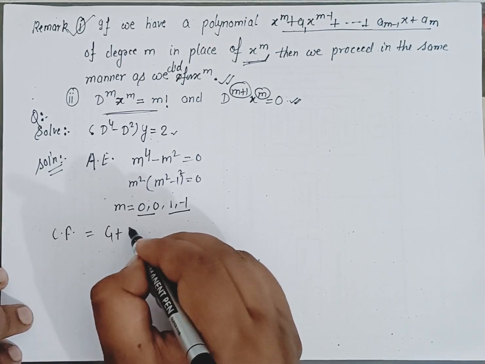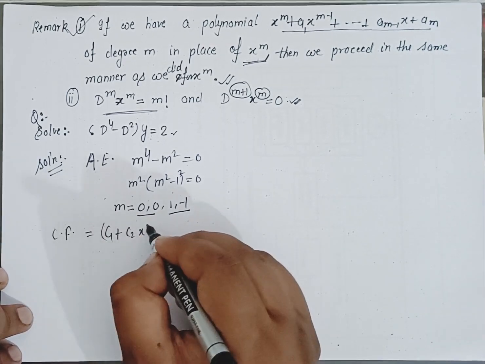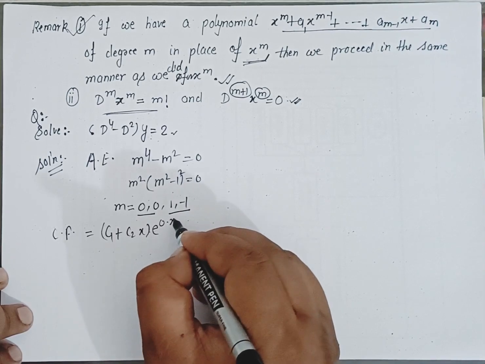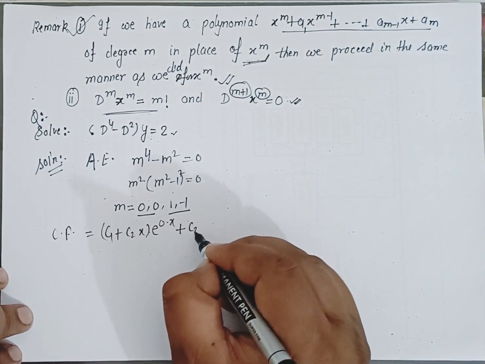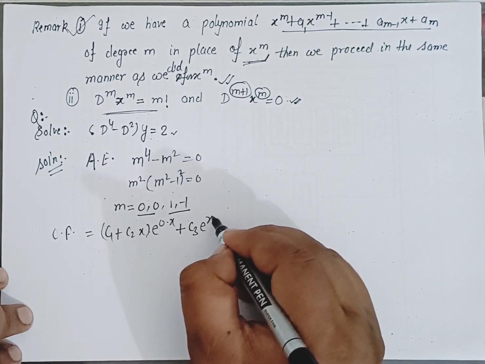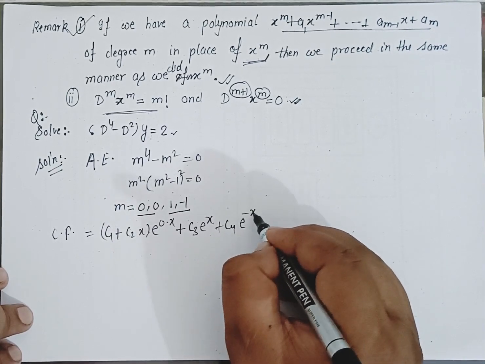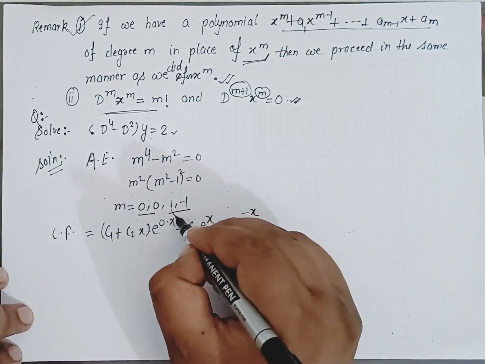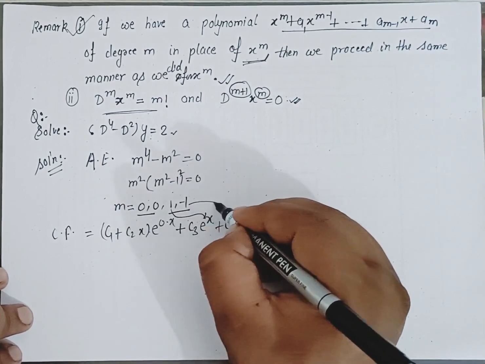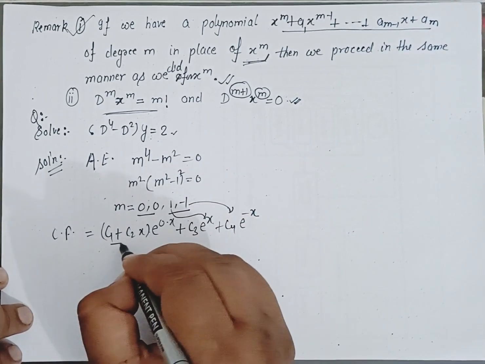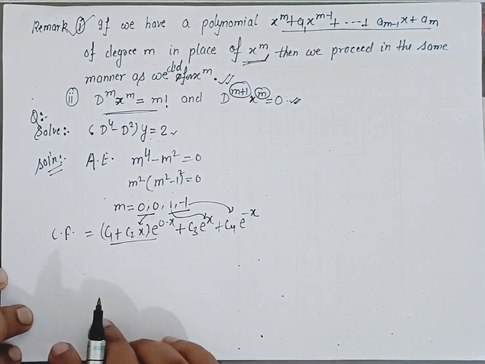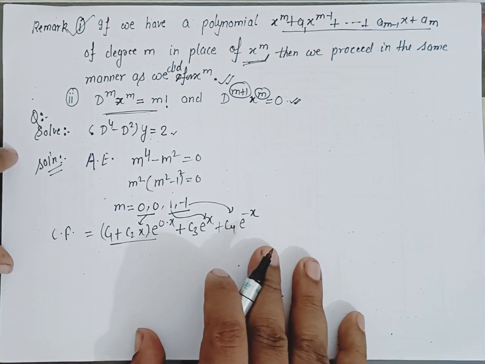So it will be c1 plus c2x, e to the power 0 into x, and then plus c3 e to the power x, and then plus c4 e to the power minus x. This factor is due to 1, this factor is due to minus 1, and this factor is due to these two zeros. So we have this complementary function.